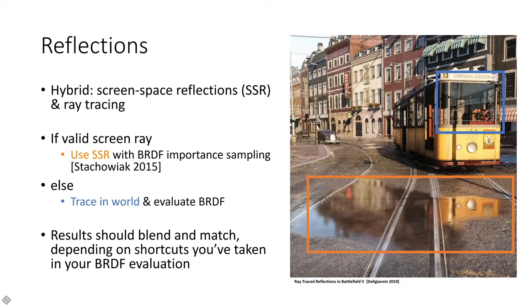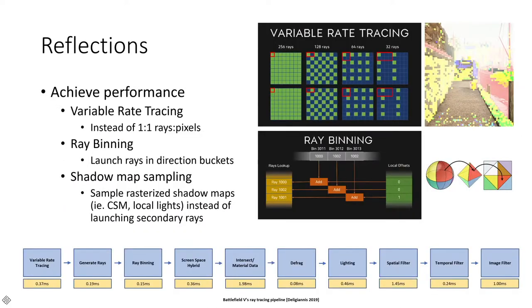Otherwise, you trace the ray in the world and evaluate the BRDF at the hit, here in blue, for example. Results are then merged and technically should blend and match, but this all depends on maybe some of the shortcuts you've taken along the way in your BRDF evaluation. Hopefully they fit well together. As you probably guess, this approach is taken mainly for performance reasons.